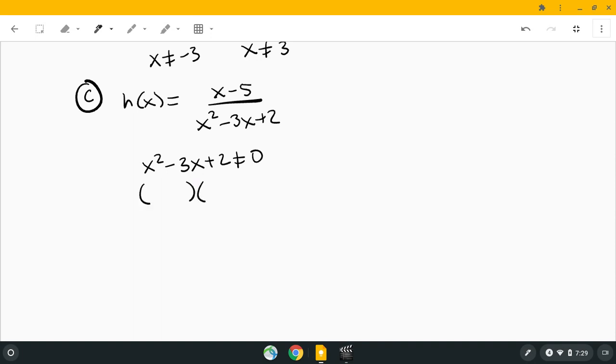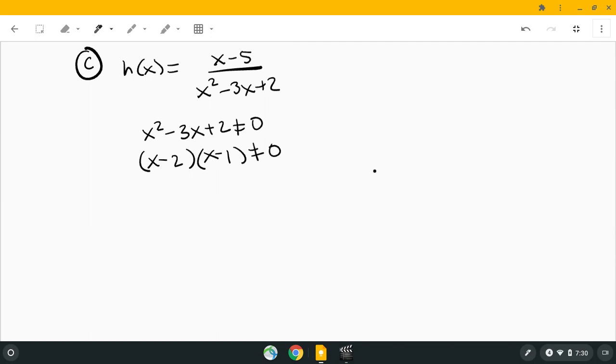So let's go ahead and factor this, x times x. Same signs to make positive 2. They'll both be negative. There's only one way to make 2, and that makes negative 3x. All right, so x minus 2 cannot equal 0. x minus 1 cannot equal 0. So x cannot equal 2, and x cannot equal 1. So our domain can be any number except for 2 and 1.